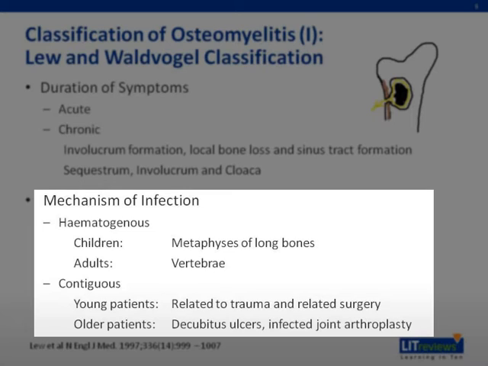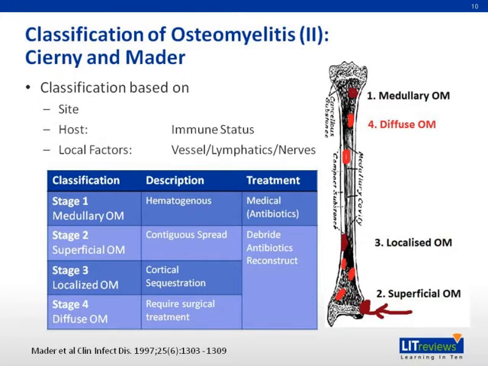The second classification is the Cierny and Mader classification. It's based on the site of the infection, the host, we look at their immunological status, as well as some local factors looking at their vascular supply, the lymphatic supply, as well as problems with neuropathy in such patients. Such a classification allows us to think about managing the patient appropriately. It influences choice of management, be it just medical treatment alone or combined with surgical management.